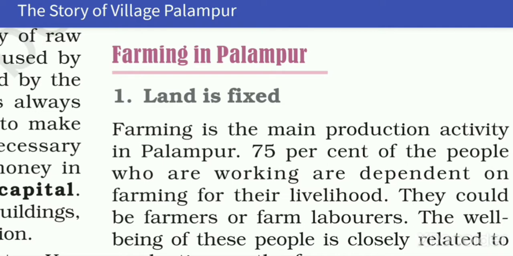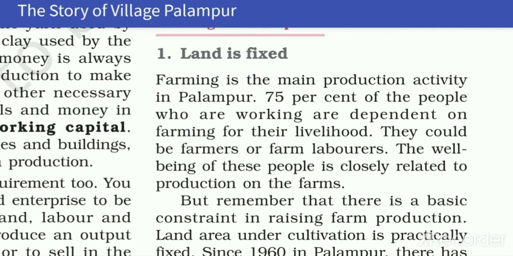As we learned, the main activity of production in Palampur is farming, because 75% of the people of this village are dependent on farming, and that is the main source of their livelihood. These 75% people could be farmers or farm laborers. Farm laborers means those people who do not have their own land. They work on other farmers' fields and get daily wages. The amount of food grains produced on the field is a factor of their happiness.